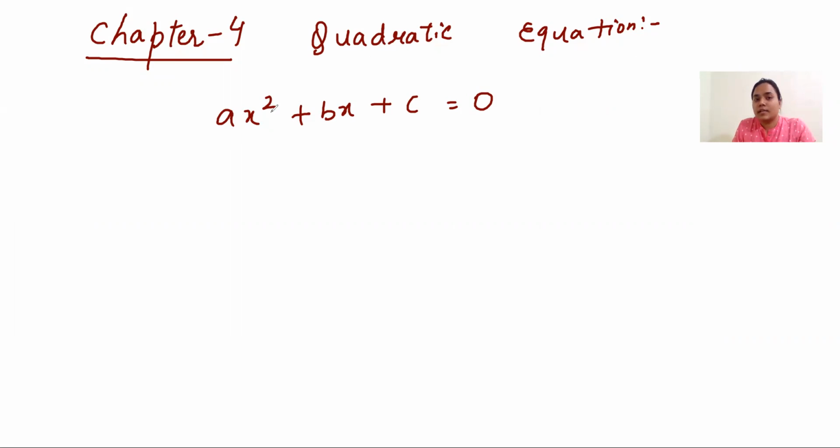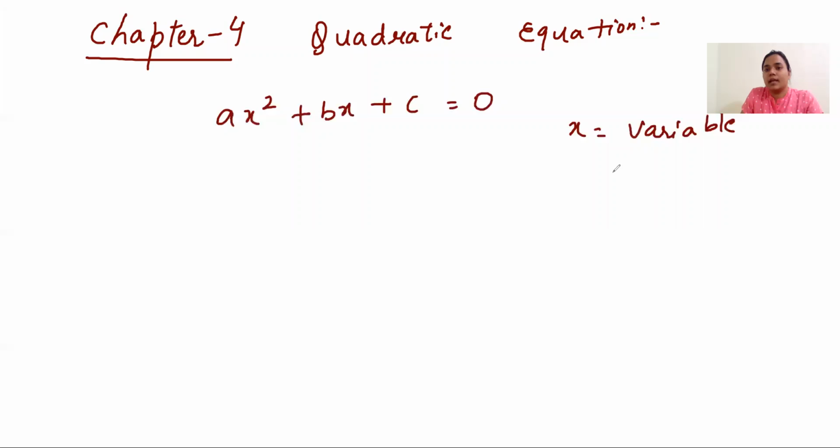So in this it is ax square plus bx plus c. X is our variable and a, b and c are our coefficients. A is the coefficient of x square, b is the coefficient of x and c is the constant term.